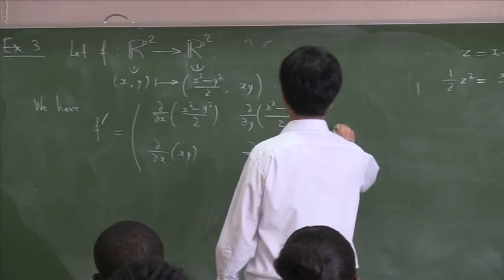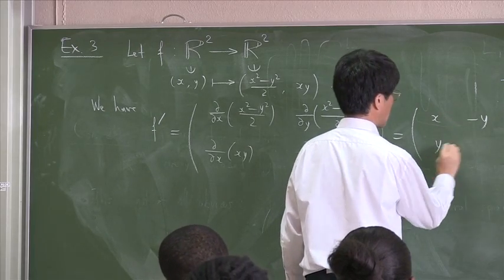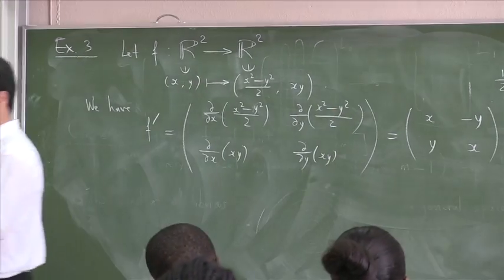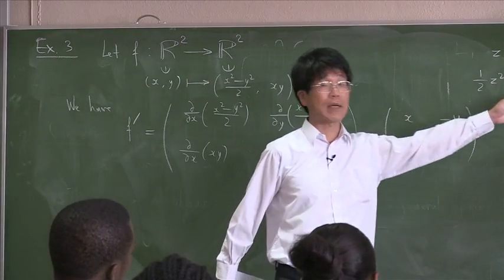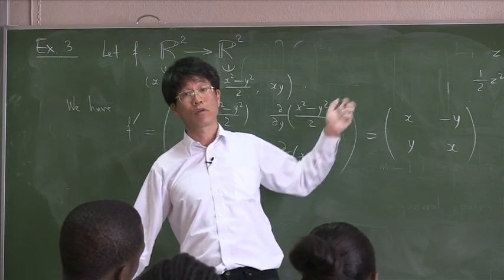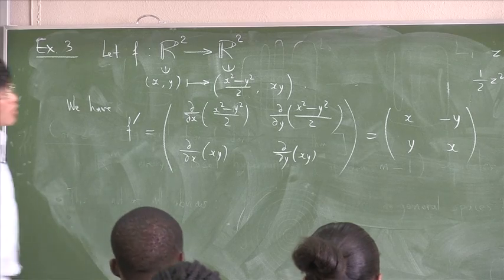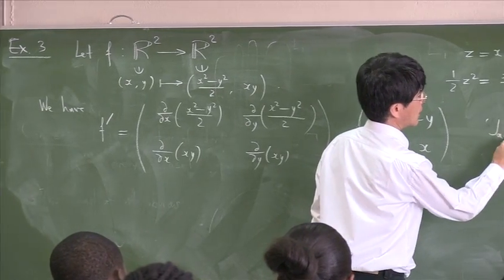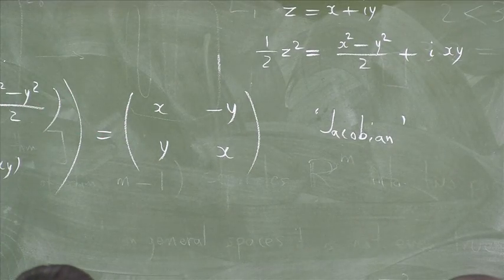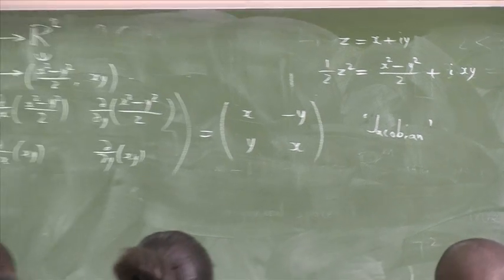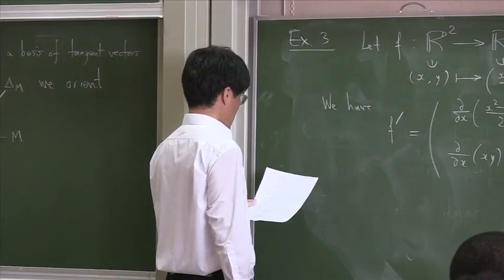Okay, so let's calculate this. What are these? Well, it's easy. The derivative is going to say x minus y, y, x. That's what it is. Do you recognize what this is? If you are thinking in terms of complex numbers, this should become quite clear. And that's called the Jacobian by most speakers of English and French, but in fact, Mr. Jacobi was a German, a Jew of German origin, so it should be called the Jacobian, not the Jacobian. Good.